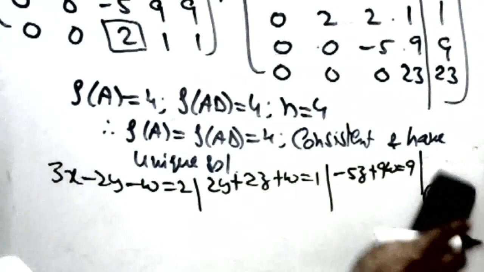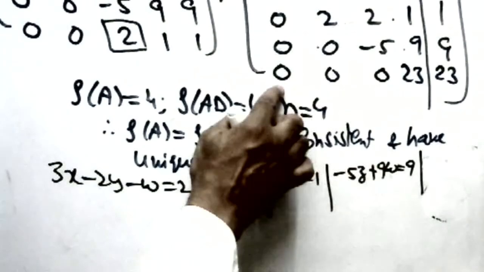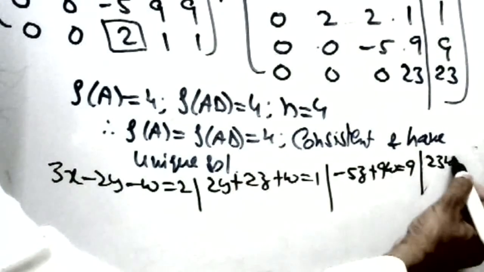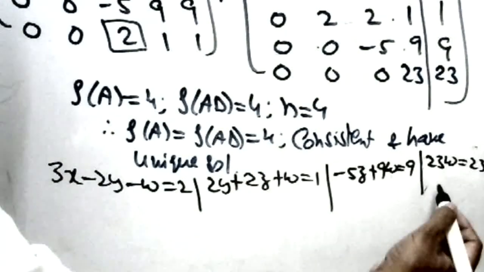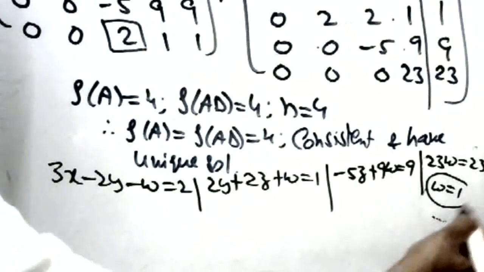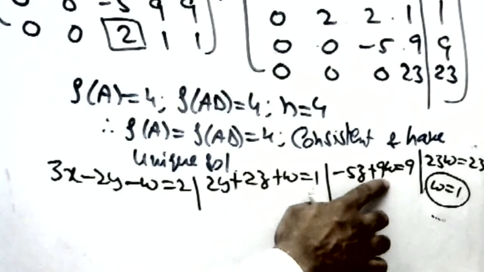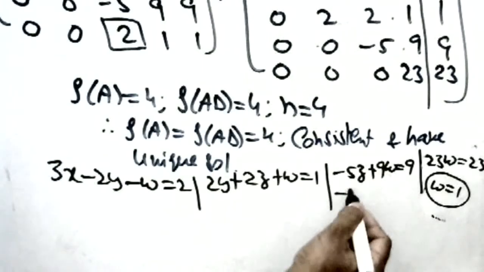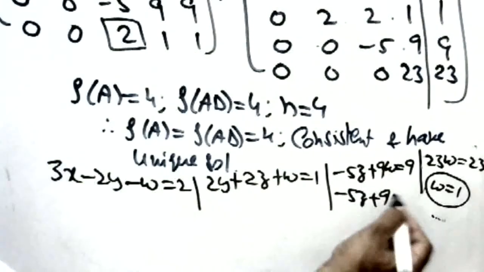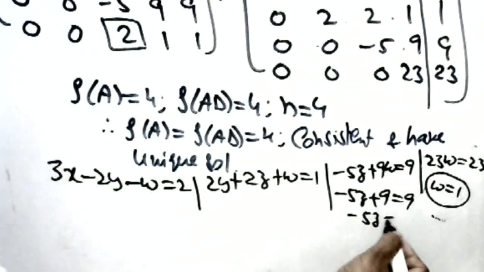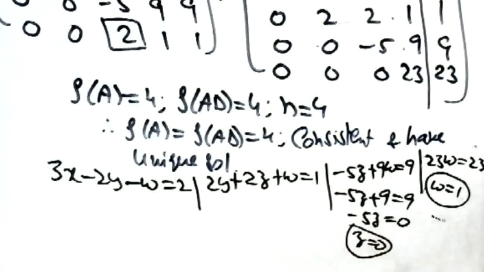Sorry, here we have the w. x is 0, y is 0, z is 0. So 23w equals 23. So we got w equals 1. So let me put here w equals 1. So 9 ones are 9. So 9 minus 5z plus 9 equals 9. 9 minus 9 is 0. So minus 5z equals 0 means z equals 0.